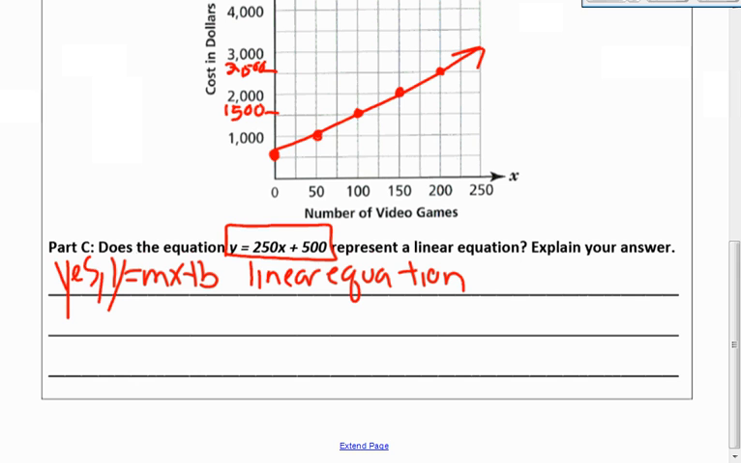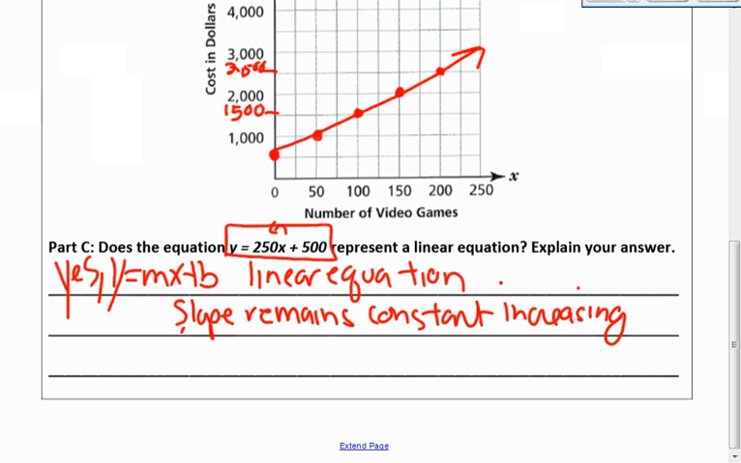So the answer is yes, because it is in y equals mx plus b, which is the formula for a linear equation. The slope is 250, and the slope remains constant. In this case, it's increasing by 250, and the initial value is 500. But the reason it's linear is because the slope remains constant throughout the entire equation.